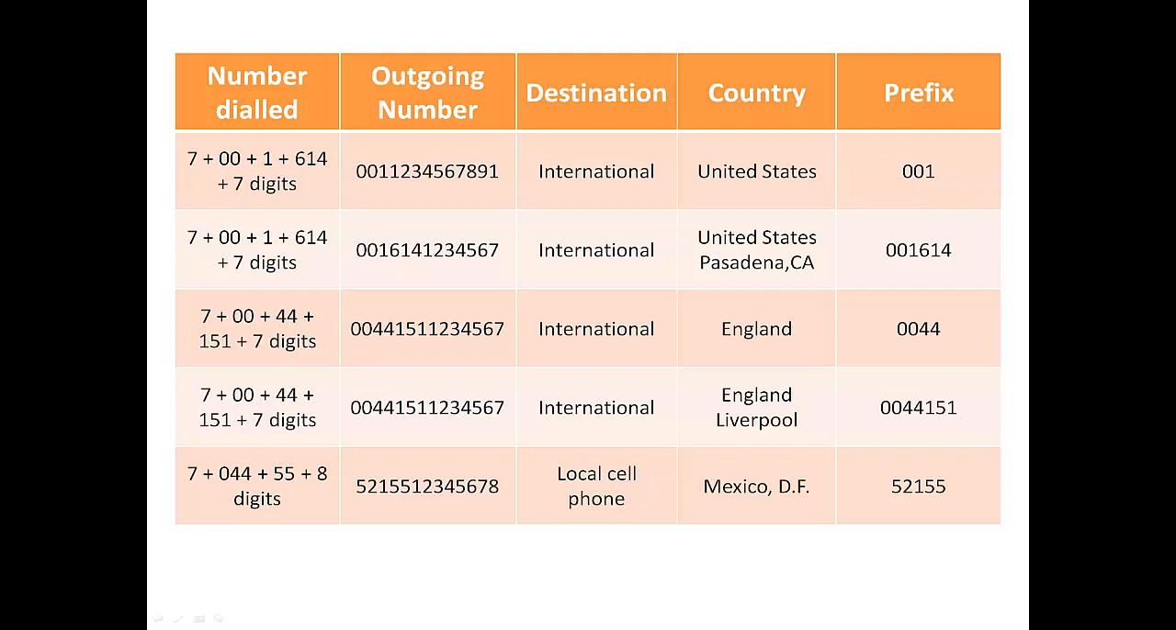For calls to England, my prefix would be 0044. If I wanted to be more specific, and I wanted to add a base fee just for calls to Liverpool in England, then my prefix would be 0044151.